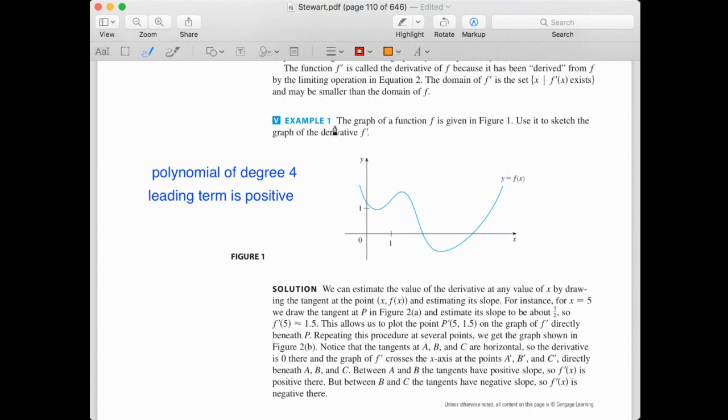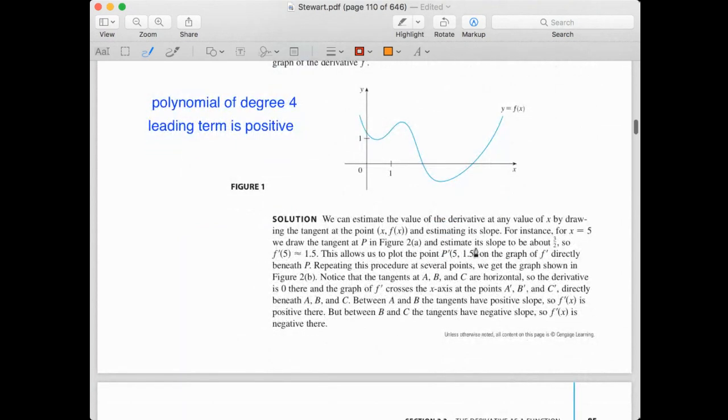So example 1 is asking, the graph of the function is given here, right? This is a fourth degree polynomial with a positive leading term. And if we want to figure out more, we have two roots here, and we have the y-intercept, so we can write exactly what this function is, right? But let me not do that. You may try it yourself.